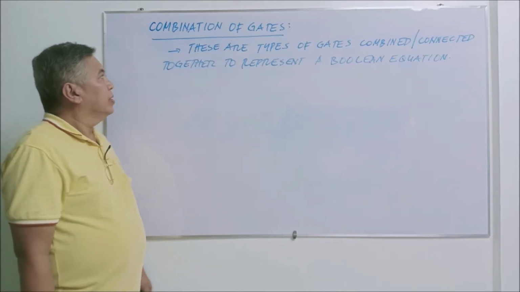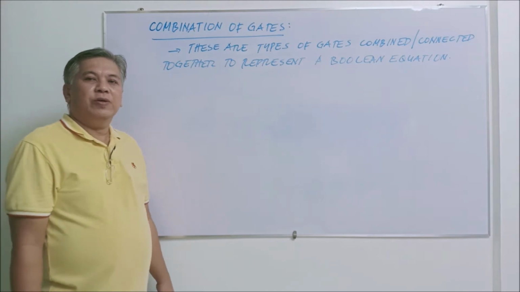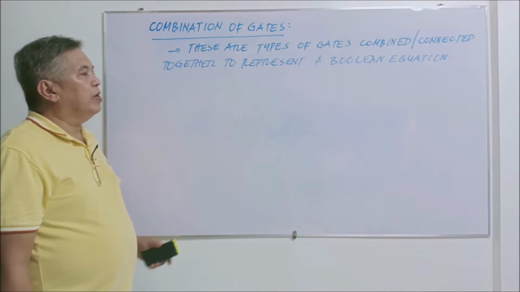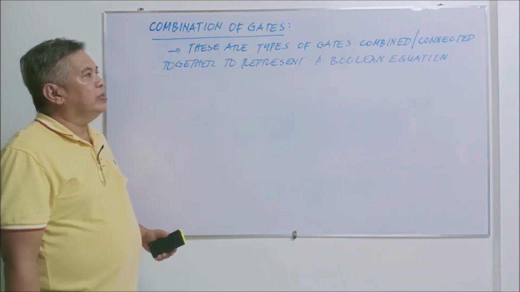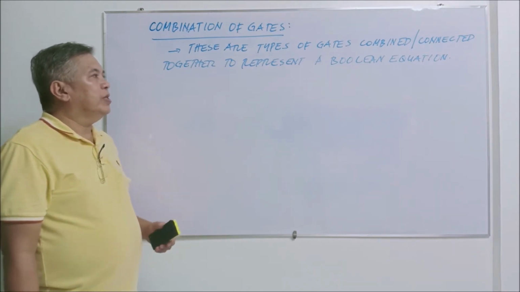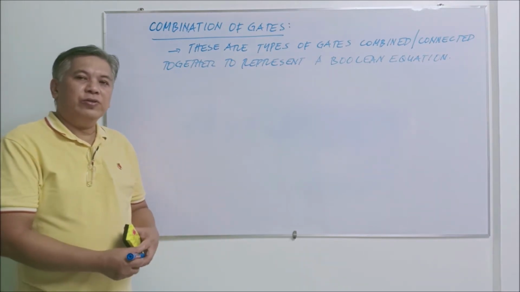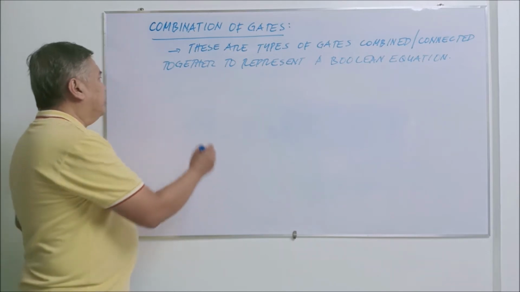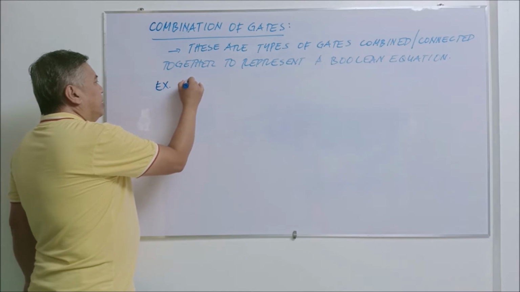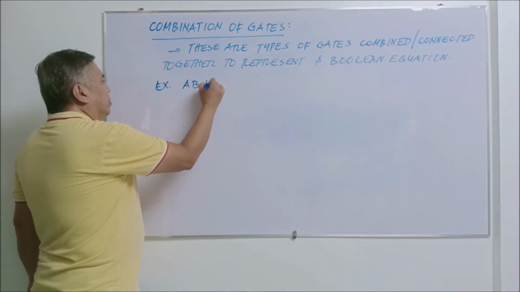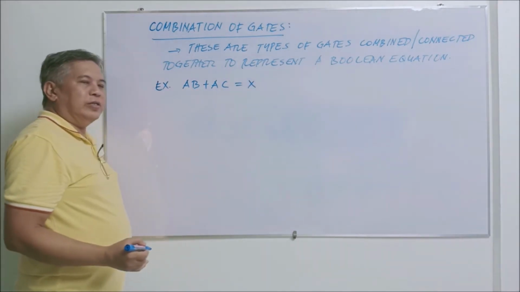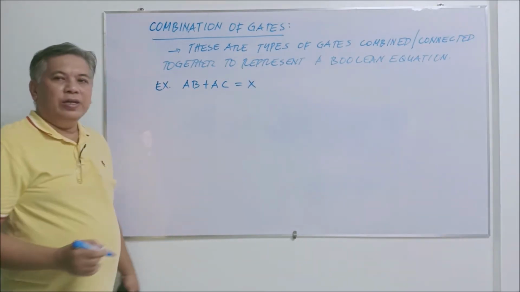Okay, so our discussion today is about combination of gates. Combination of gates are types of gates combined or connected together to represent a Boolean equation. For example, we have here an equation AB plus AC is equal to X. This is our Boolean equation.